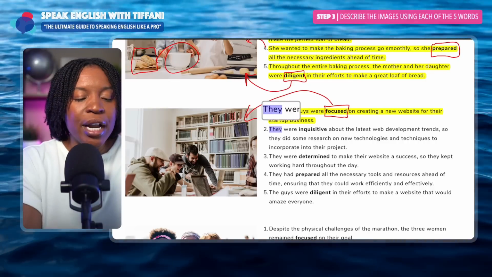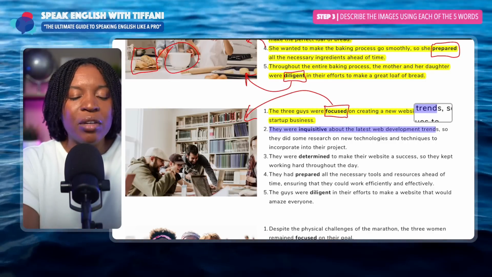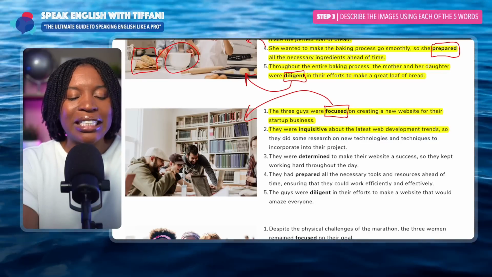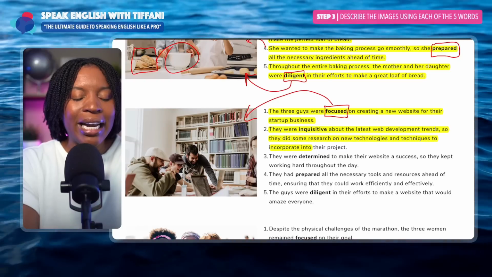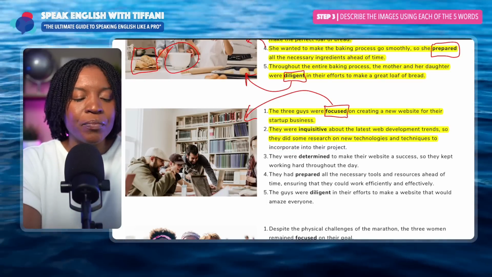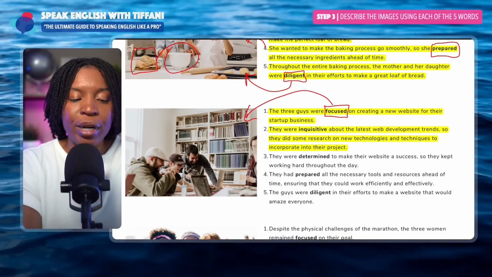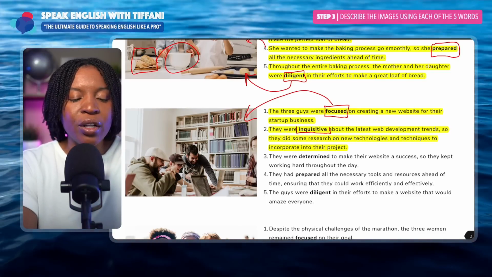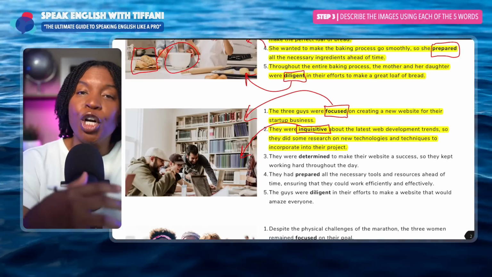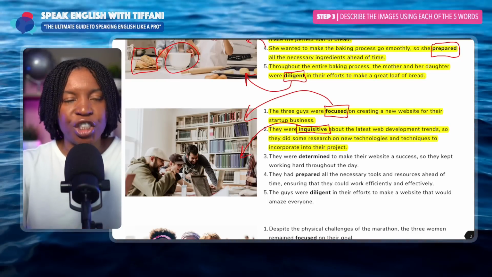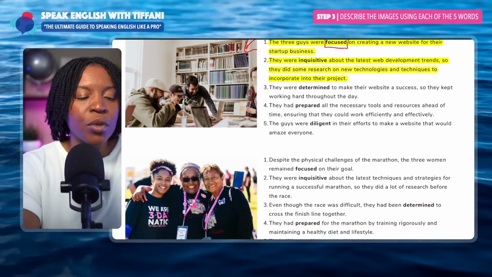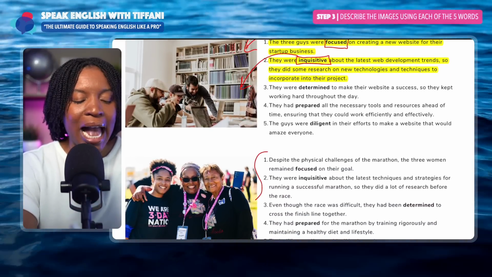Second sentence, they were inquisitive about the latest web development trends, so they did some research on new technologies and techniques to incorporate into their project. You see what's happening, right? We're using the words from real English conversations, real English situations to also describe other real English situations, real life situations. And you see the same is done for the last picture as well.